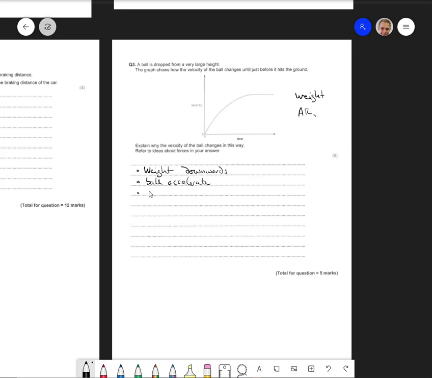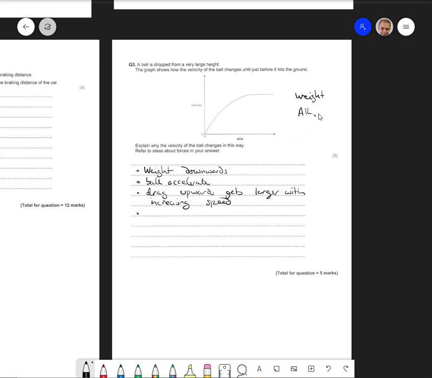As the ball gets faster, we will get drag upwards, which gets larger with increasing speed. Initially we're dominated by weight, but as we fall and get faster and faster, eventually weight and air resistance are going to be balanced.